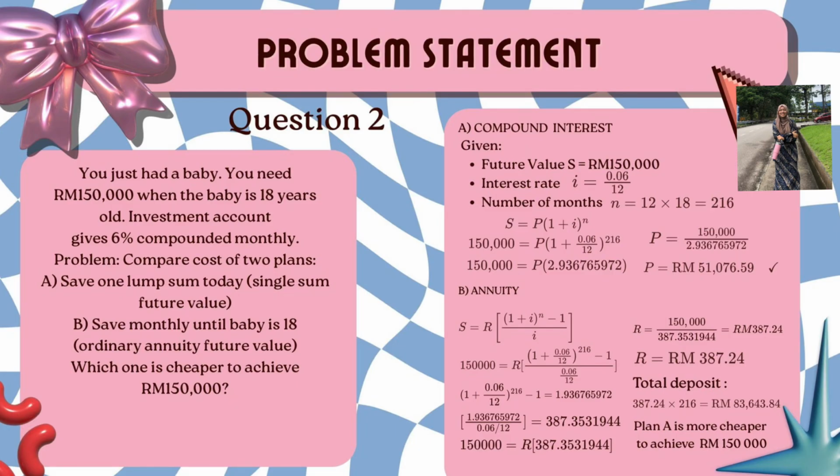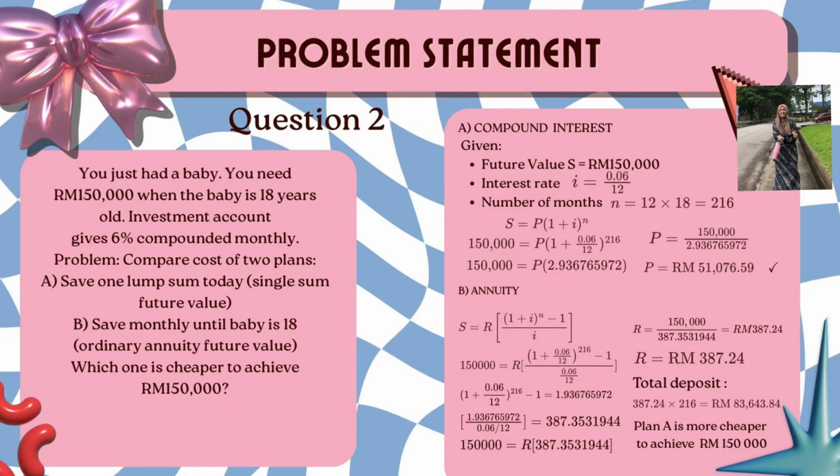So next, we need to substitute the values. We get 150,000 equals R multiplied by the fraction of open bracket 1 plus 0.06 over 12 raised to the power of 216 minus 1 close bracket divided by 0.06 over 12. Okay, then we need to calculate the bracket.